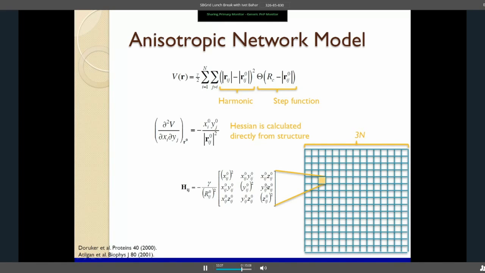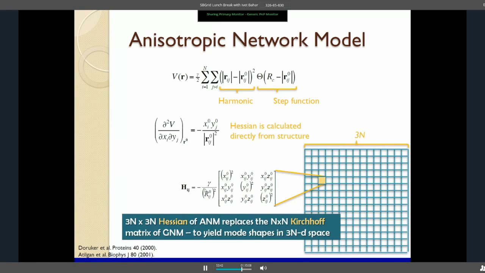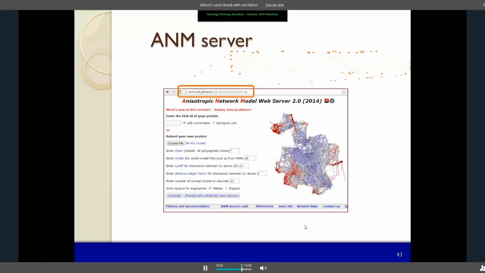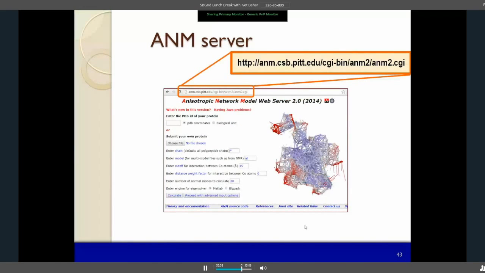And this 3 by 3 Hessian now replaces the Kirchhoff matrix of the GNM to yield the mode shapes in a 3N dimensional space. The name of the server is a little bit bulky, the internet name. However, if you just type ANM server in Google, this will be practically the first thing you will see. And again, it's very easy to use.